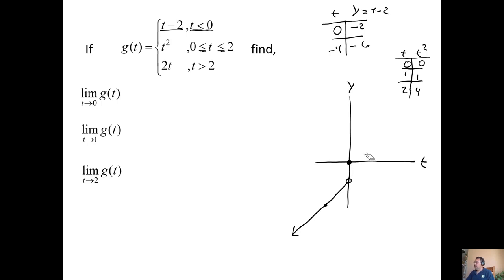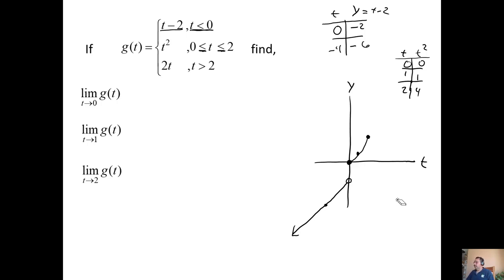Okay, so at 1 you get 1. That point is on my graph. And then at 2 I get 4. That point is also on my graph. And so I get that, but the graph ends at this point. It's just 3 different pieces.